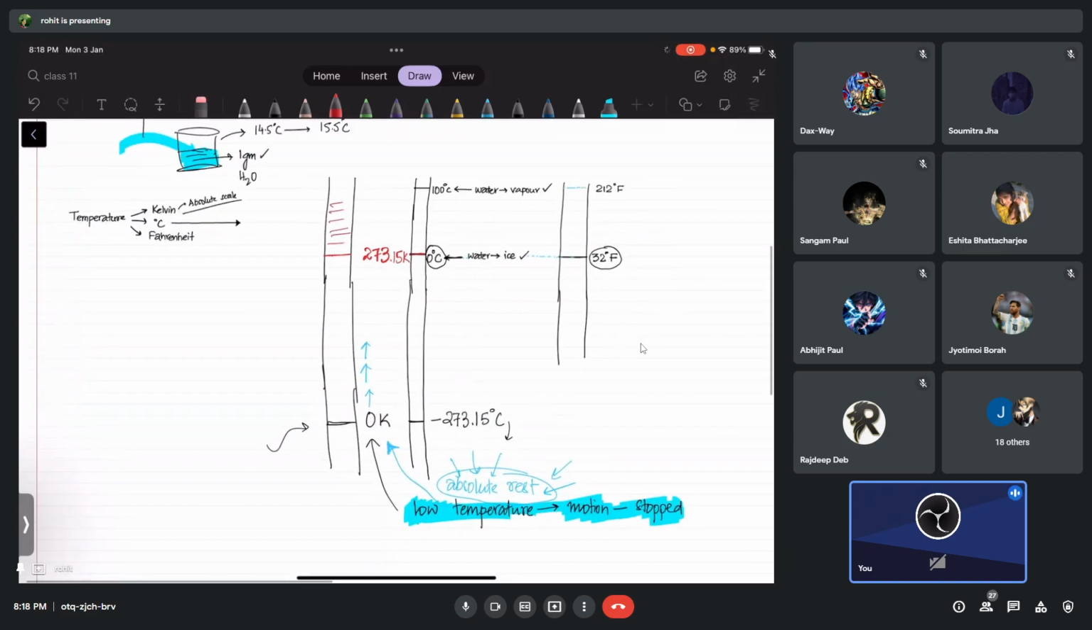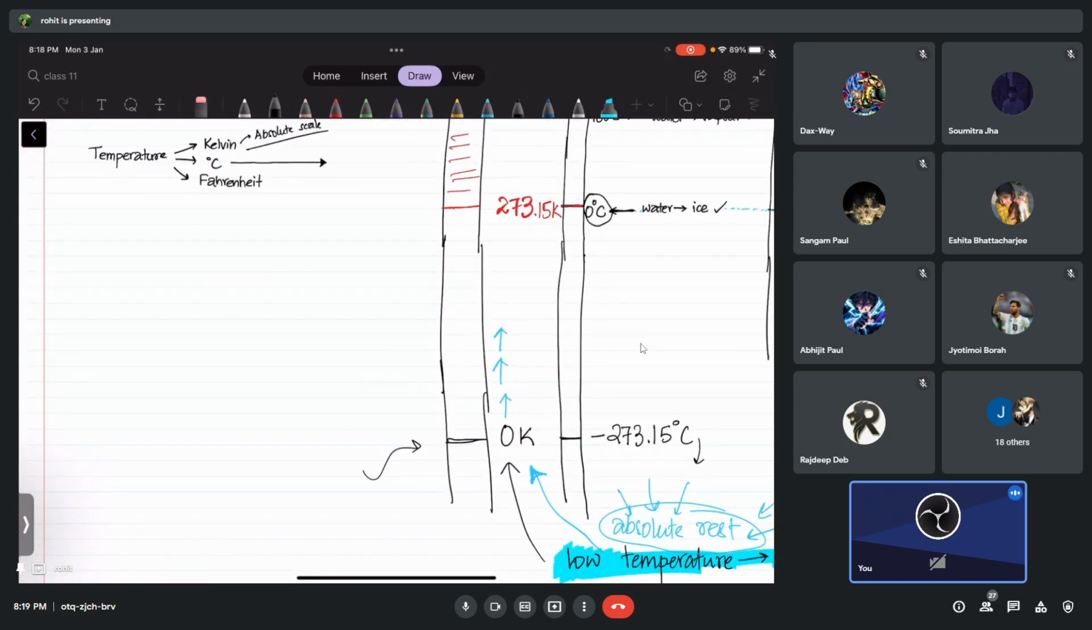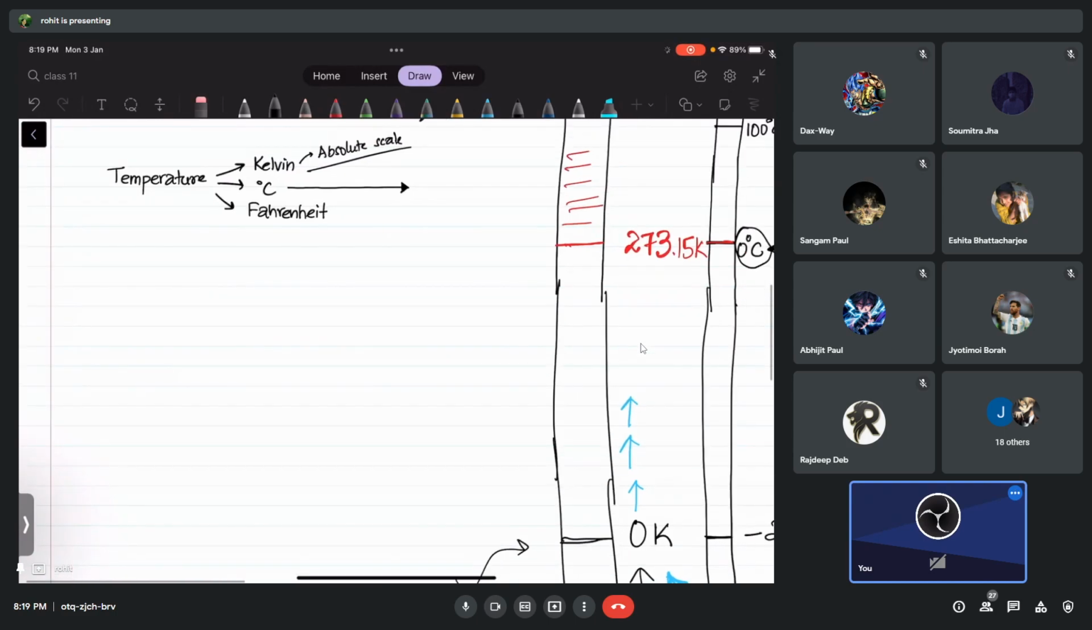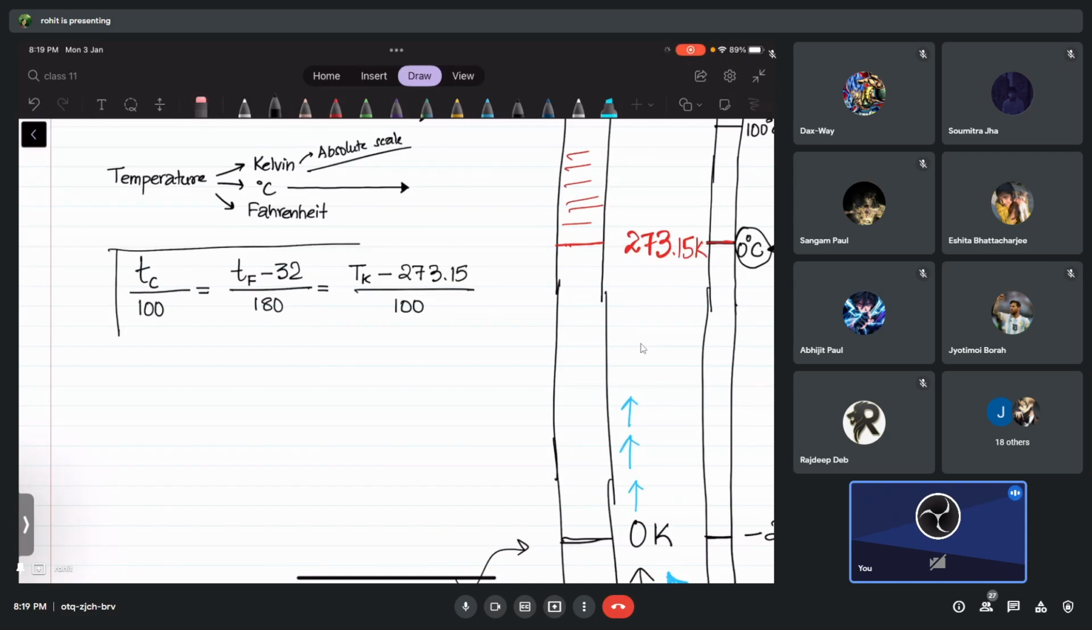Let me write down the formula that is used for conversion. I think in your lower classes also you have learned them. So if I write a formula, check. Temperature in degree Celsius divided by 100 equals temperature in Fahrenheit scale minus 32 divided by 180, equals temperature in Kelvin scale minus 273.15 divided by 100. I'll tell you how to use it, but you really have to remember this formula.